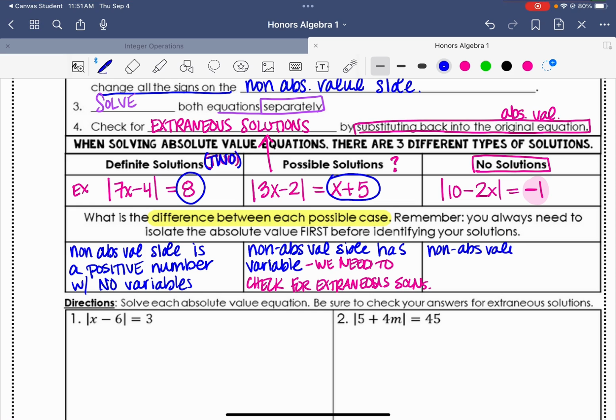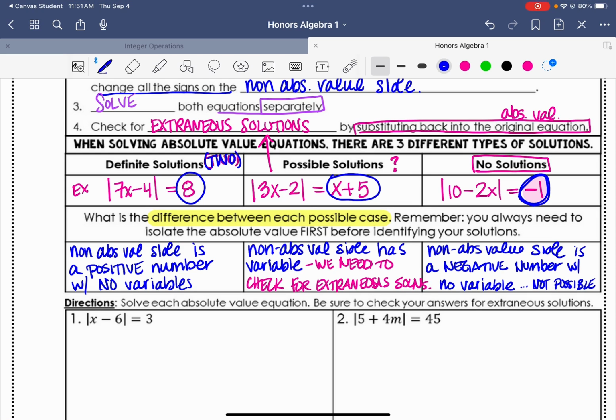And then for the last one, for no solutions, it's if the non-absolute value side, that's right here, is a negative number with no variables. Okay? With no variables. It's not true. It can't happen. It's not possible. It cannot be true.